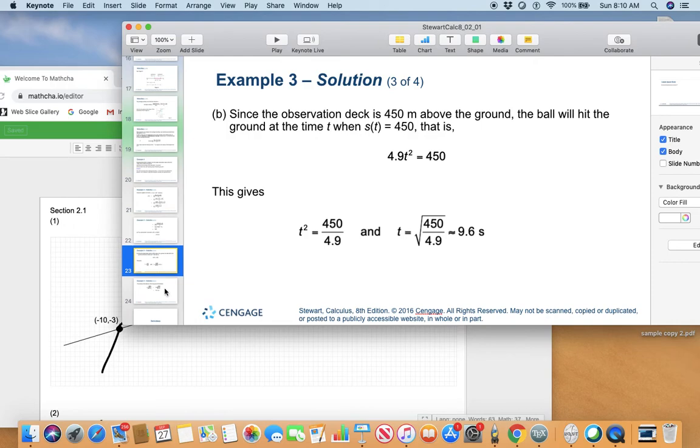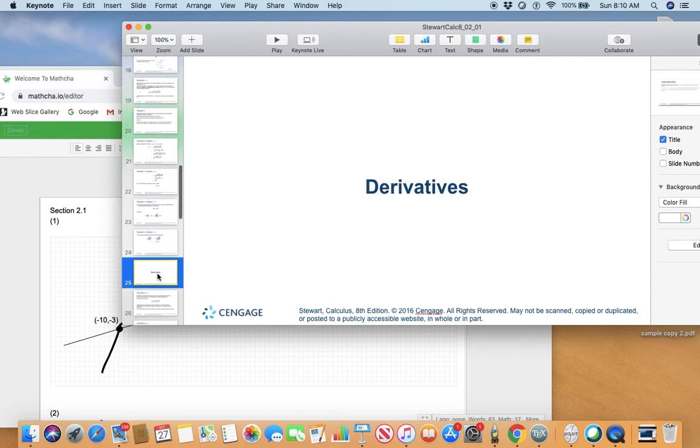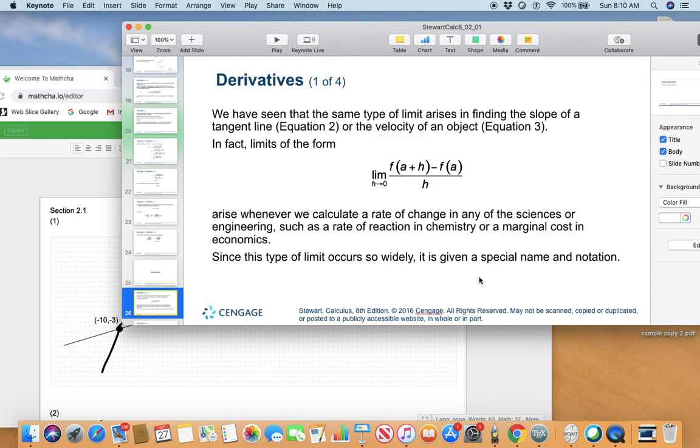Question is, what is the velocity at that time? Velocity at that time, you just plug it in. You plug it in, approximate answer 94 meters per second. Okay. So we now come to derivatives in our next video.